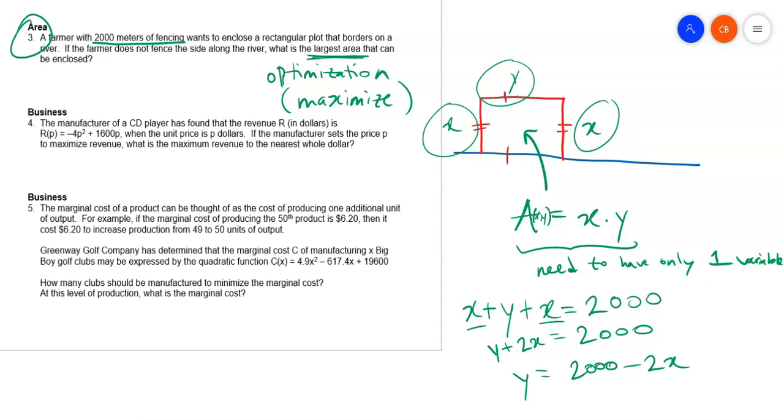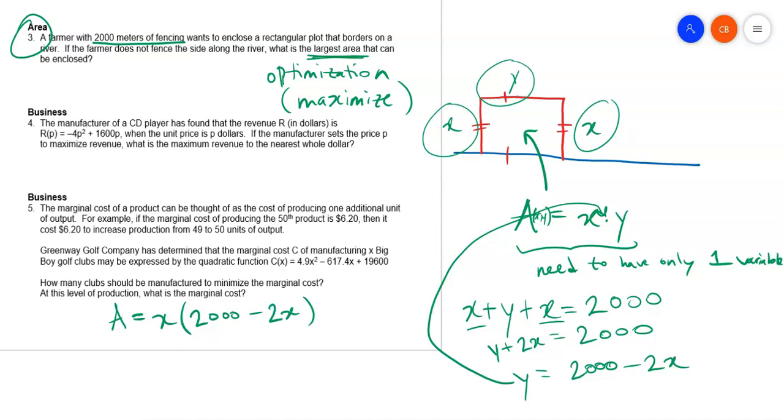Now we could actually just plug this one in to the y value over here for the area. What we would end up with, I'm going to write it over here, is that the area is going to be x times, which in this case is the width, times the length, for which we found an expression in terms of x, which is 2,000 minus 2x.